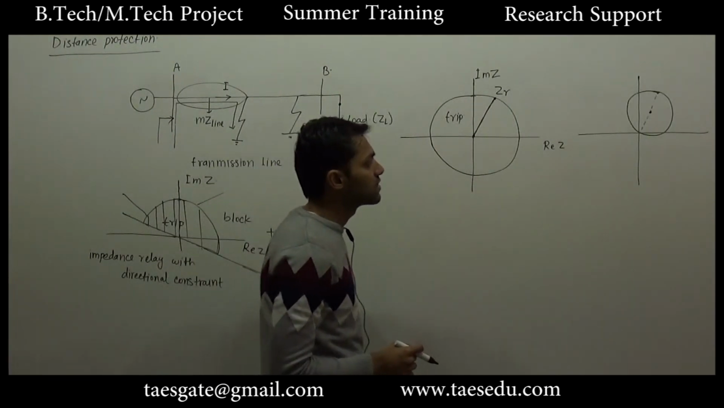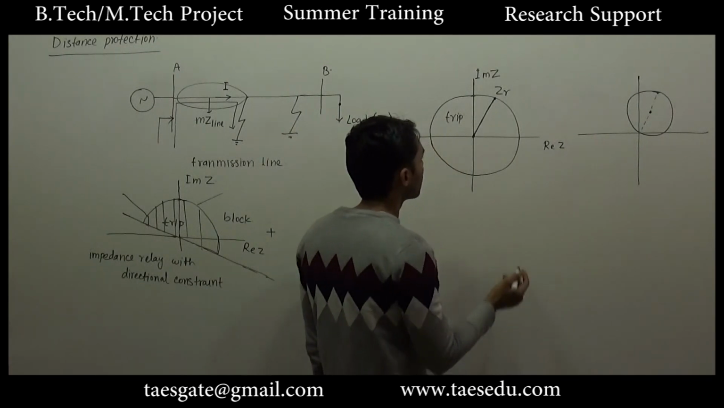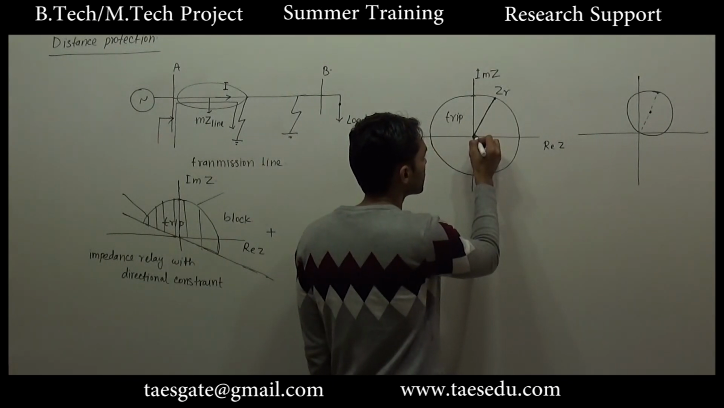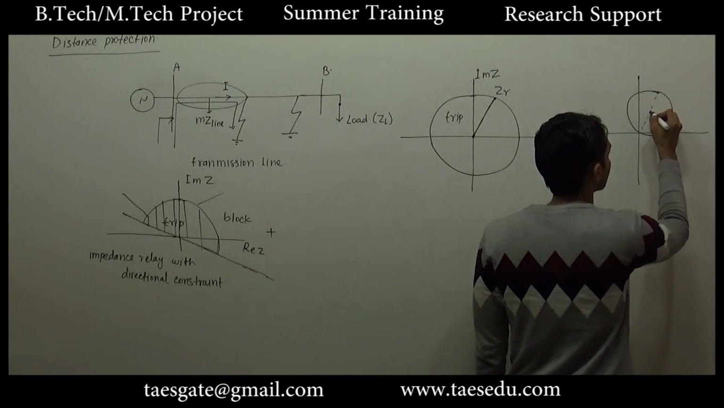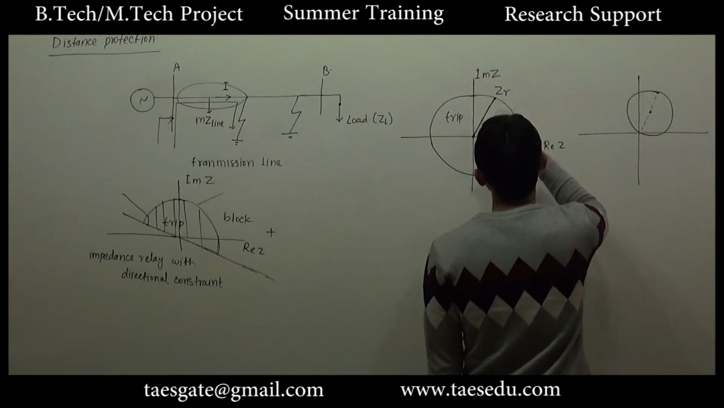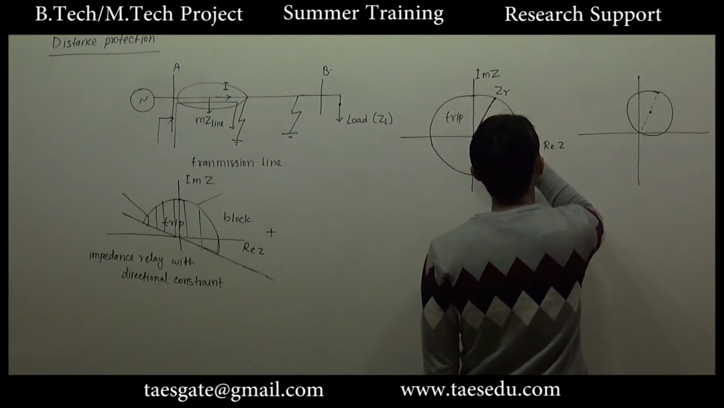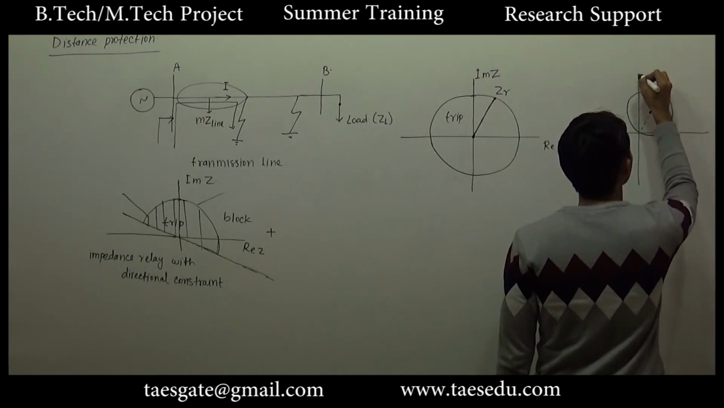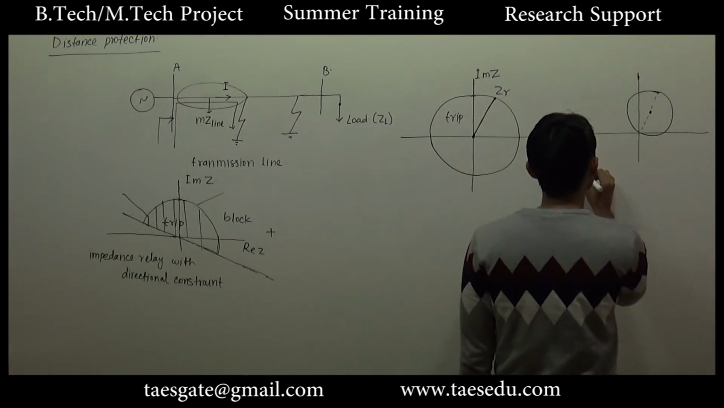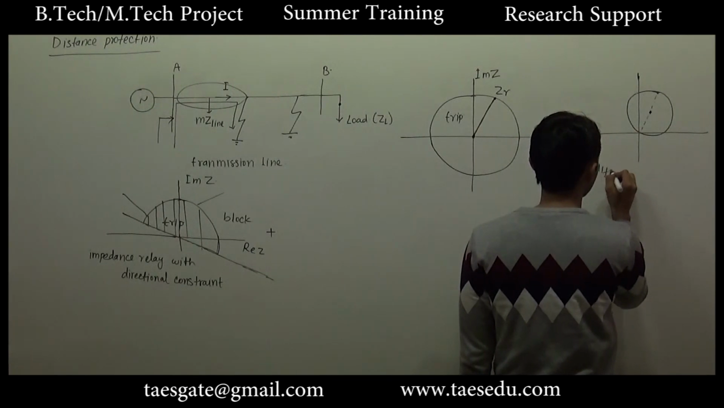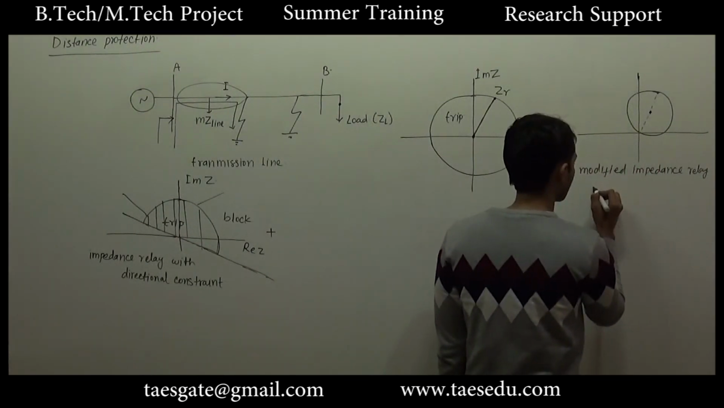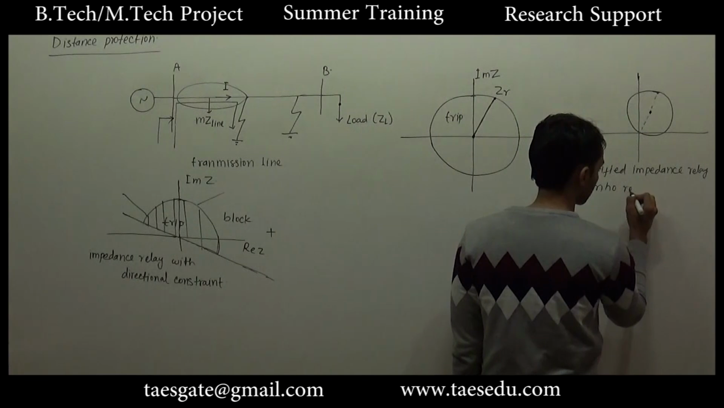A modified impedance relay is obtained if we offset the center of the impedance circle from the origin. If we shift the center of this impedance circle from the origin, we will get the modified impedance relay, and this is also called the Mho relay.